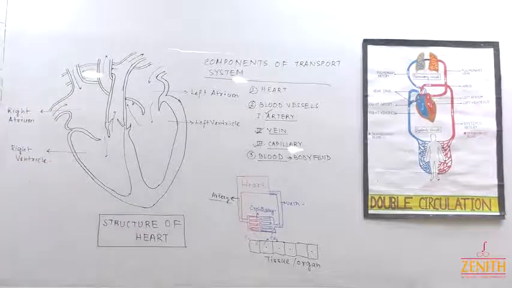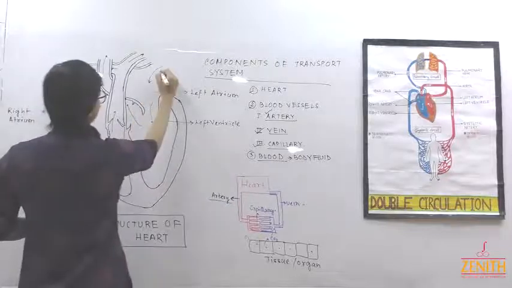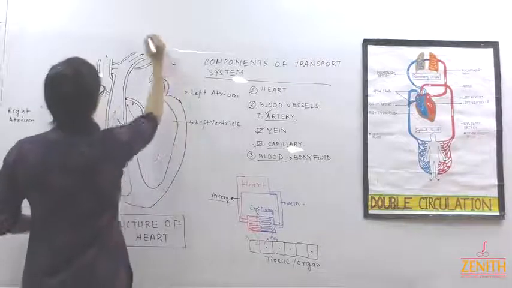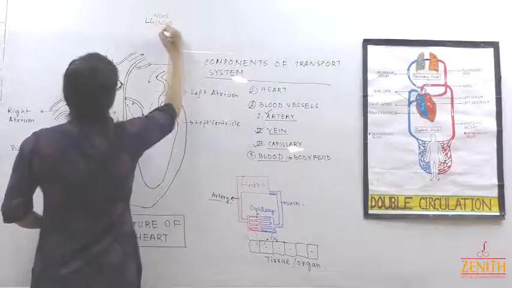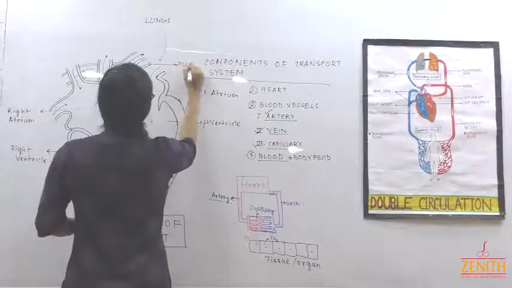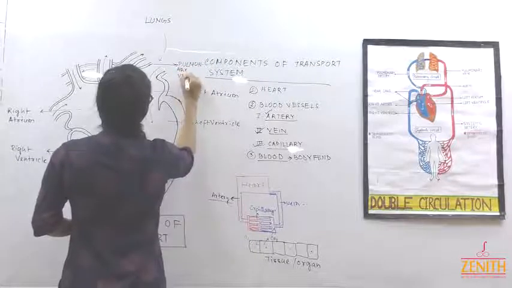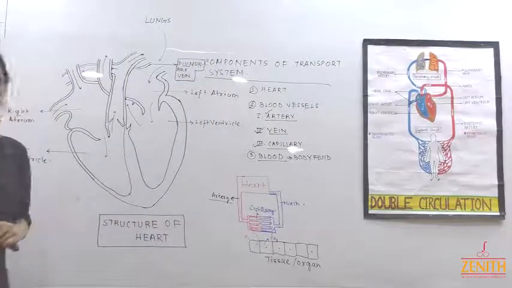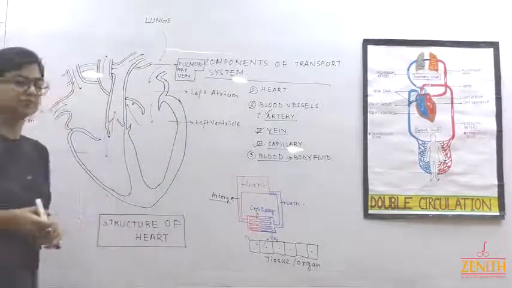Now, in the structure of the heart, we will find that there are some arteries. Like this is the left atrium. Here, a particular blood vessel is there, which is connecting this left atrium with the lungs. That means we can write here lungs. From the lungs this vessel is joined, and this is actually called the pulmonary vein. The pulmonary vein carries the blood from the lungs to the left atrium.